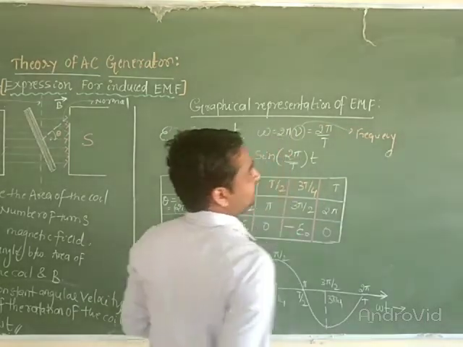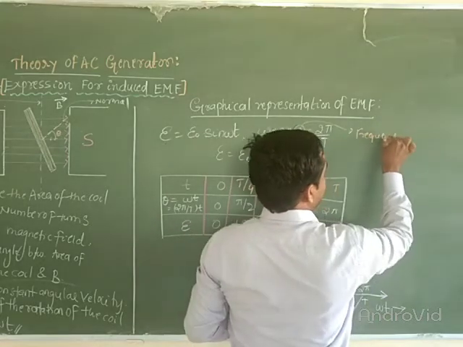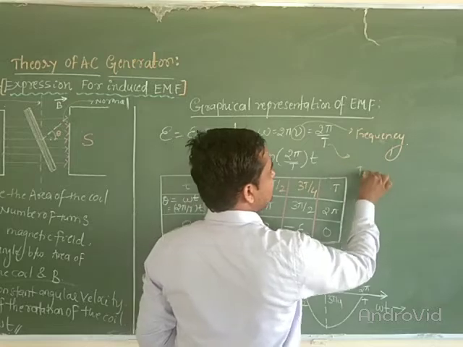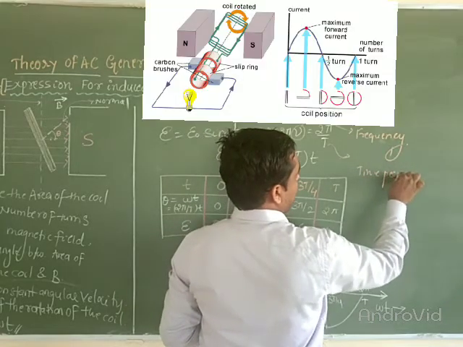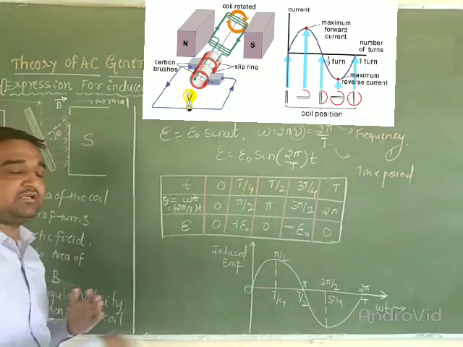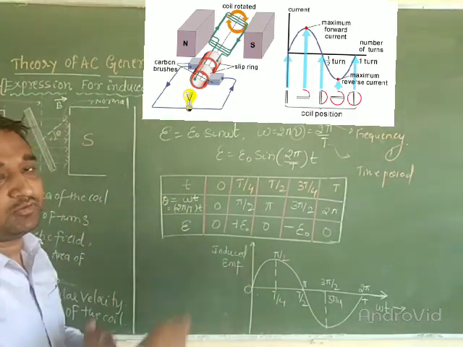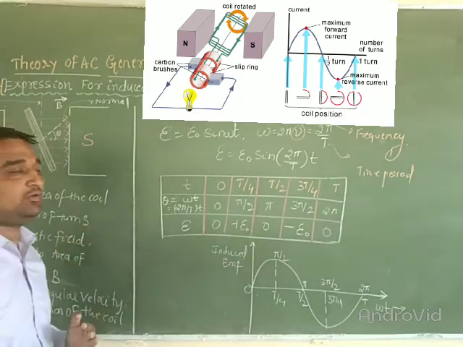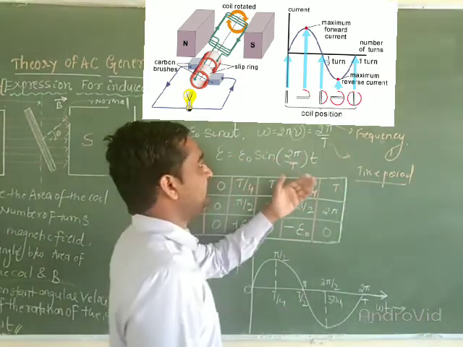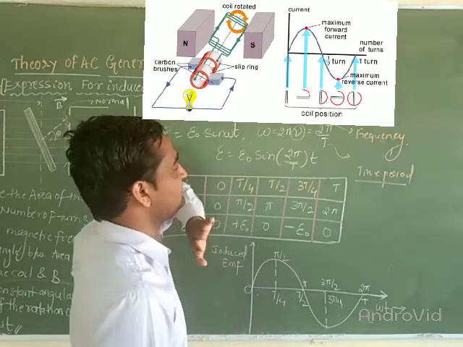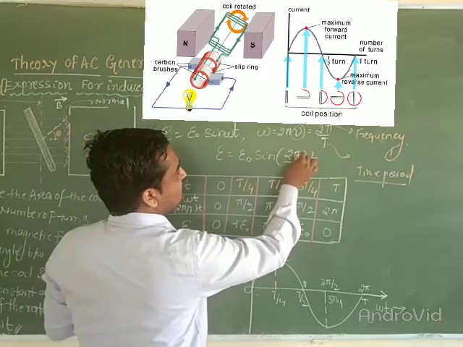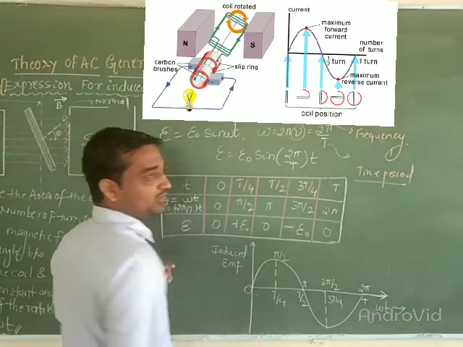Frequency of rotation of the coil, and here T is called the time period of the coil. That means the time required to rotate the coil for one rotation. The time the coil takes for one rotation is called the time period, and nu is the frequency of rotation. So from these two values, E is equal to E naught sin 2 pi by T, which we have written here.